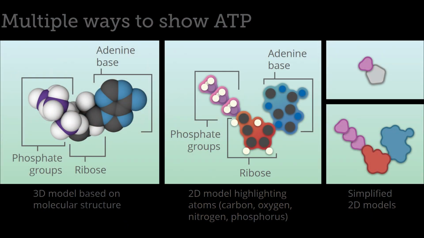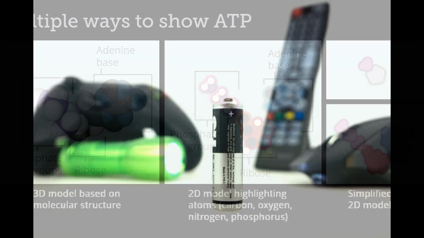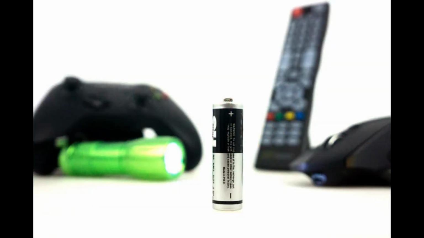As shown in the figure, there are multiple ways to show ATP: by using a 3D model based on molecular structure, a 2D model by highlighting atoms, or simplified 2D models. ATP holds a tremendous amount of energy. ATP is like a tiny battery that can power many molecular processes.